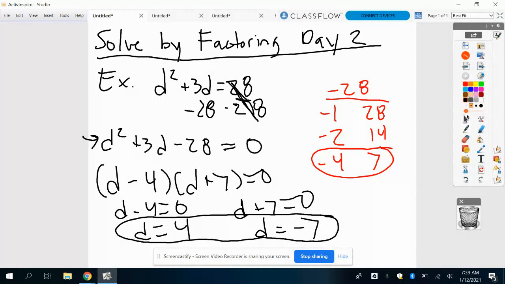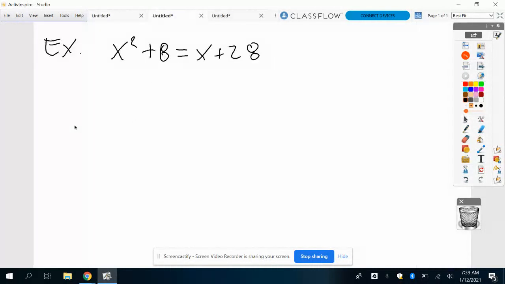Okay, the next problem we're going to look at looks like this. So this one's a little different because we've got stuff all over on both sides of the equation. Now, the key thing here is you, again, need everything to be on the left side because this is where our x squared is. Wherever the square is, you want to leave that. So we need to get this x and this plus 28 over to the other side of the equation. So we want it to go from the right side to the left side.